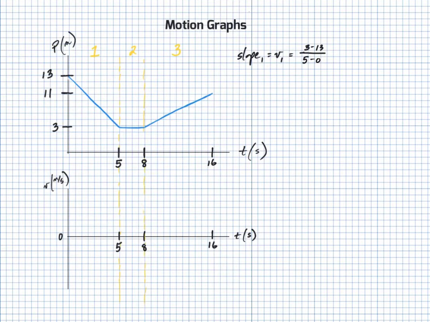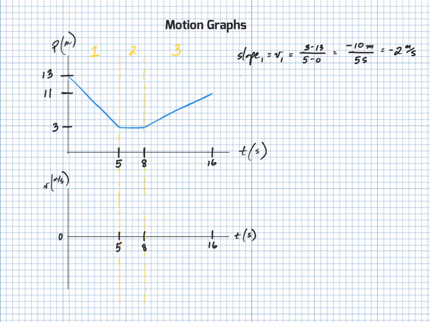That's going to give me negative 10, and I'm going to put my units here now, and this is going to give me 5. Because remember, our rise units are meters, and our run units are seconds. So if we calculate that out, we are going to get a velocity in section 1 of negative 2 meters per second.